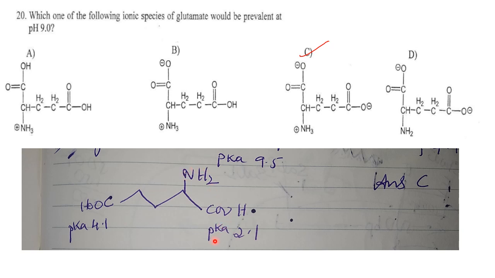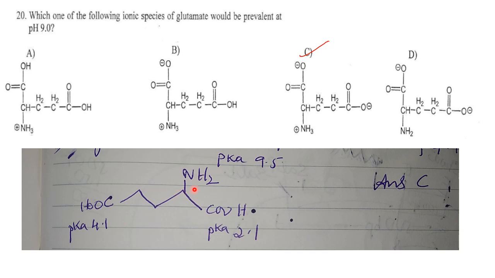For the alpha carboxylic it is 2.1, for the side chain carboxylic it is 4.1, and for NH2 it is 9.5. Now at pH 9 we will see. At pH 9, the pK value is less than pH 9. So this will be deprotonated and it will gain a net negative charge. Coming to the side chain carboxylic group, pK will be 4.1. So it is also less than pH 9.